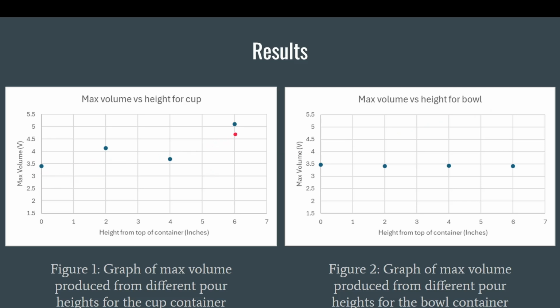As you can see here, in general, as you go up in height from the top of the container, you reach higher and higher max volumes for the cup. Whereas for the bowl, as you go higher in height, there's not much difference for max volume. In fact, it stayed pretty consistent. The slope is pretty much 0. Whereas for the cup graph, you can tell that it's a positive correlation between the two variables.